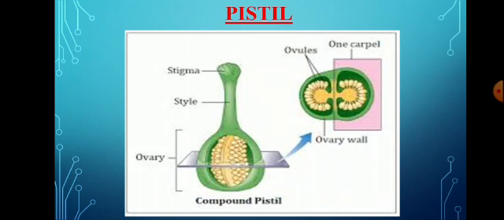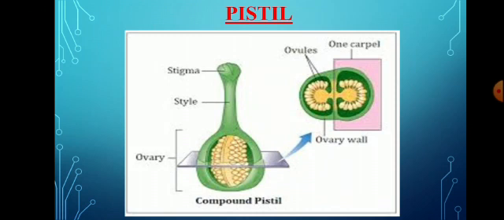These are the flower parts. How many parts did you study? Four parts. The first one, sepal, then petal, stamen and also carpel. Carpel means pistil.